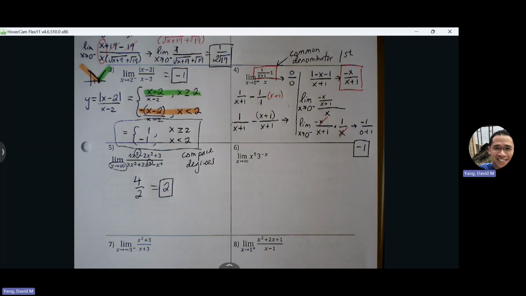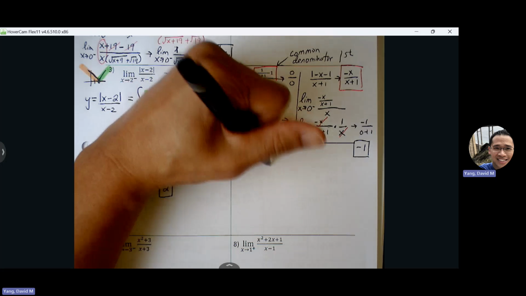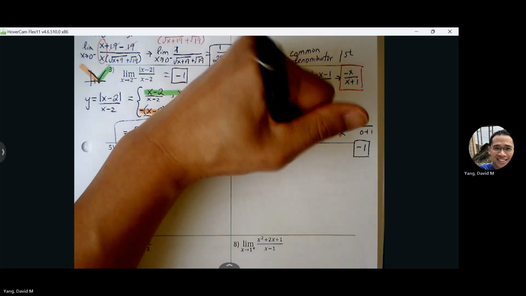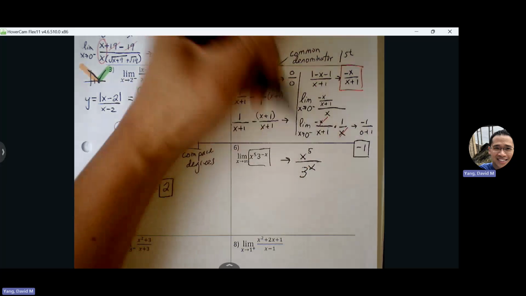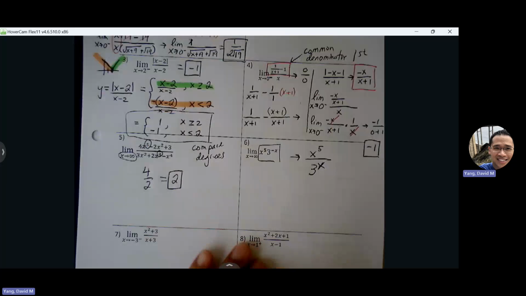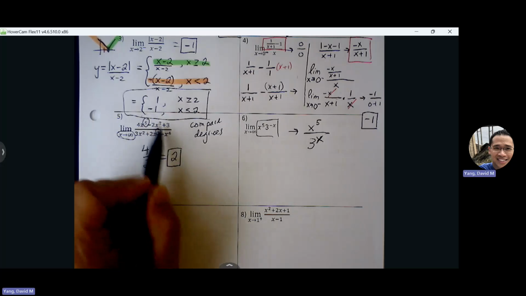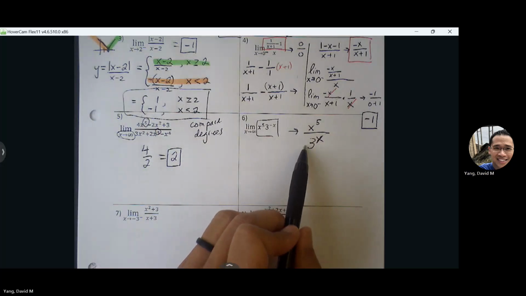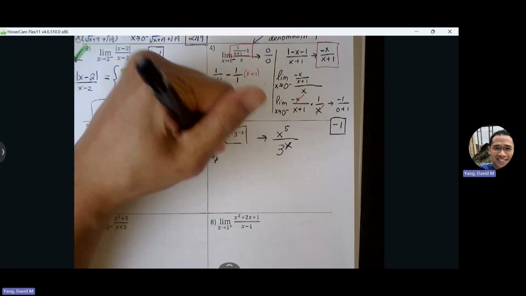Six is a little bit strange here because it's infinity, but it's hard to compare degrees in that form. So is there a different way that we can maybe rewrite this problem? Yeah, x to the 5th over 3 to the x. Even then, it doesn't seem like we can compare degrees because it's not a rational function. This one is a comparative growth rate problem.